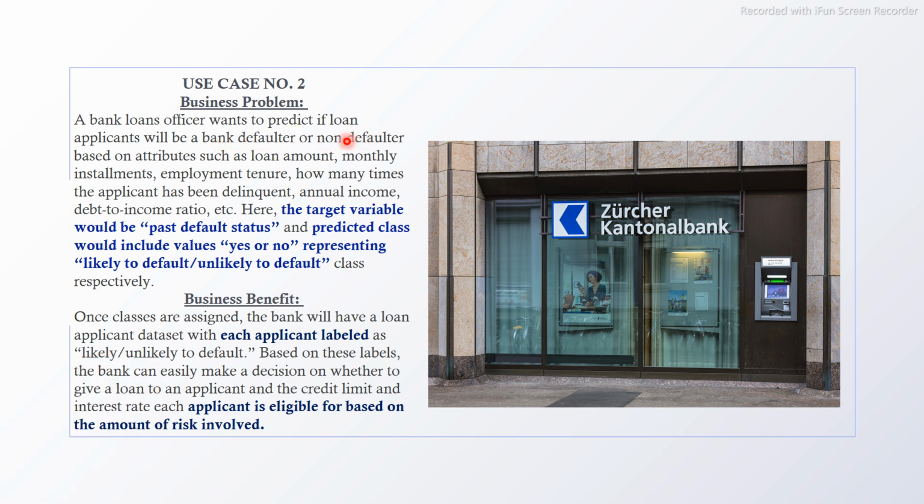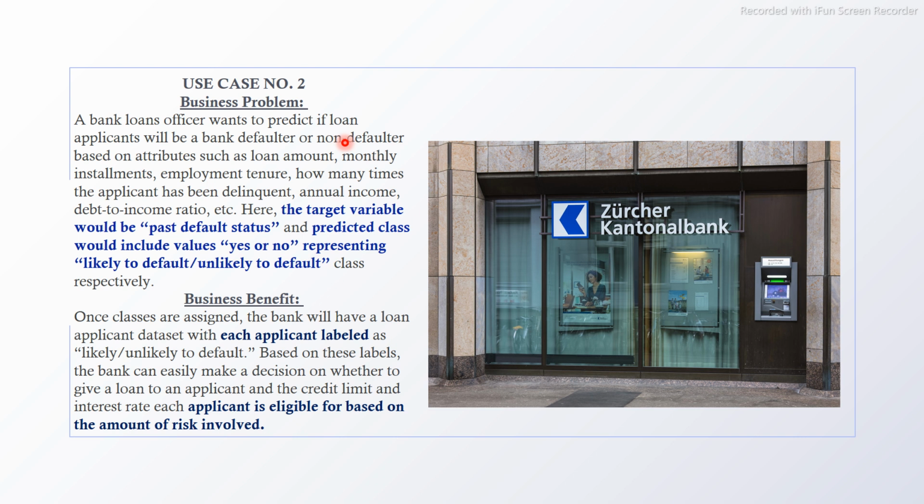Defaulter and non-defaulter is a binary. There are two categories of people. So by looking at the data, by looking at this caselet, you will have an idea that you have to work on a classification problem, because there is a defaulter and non-defaulter. It's a binary problem.